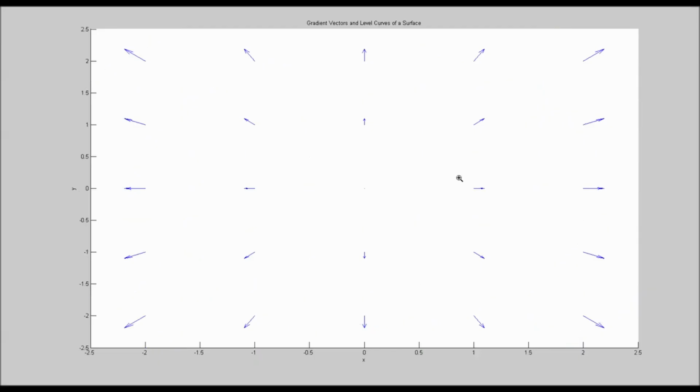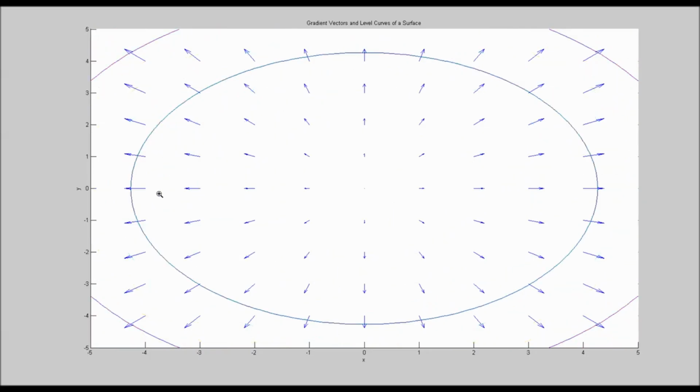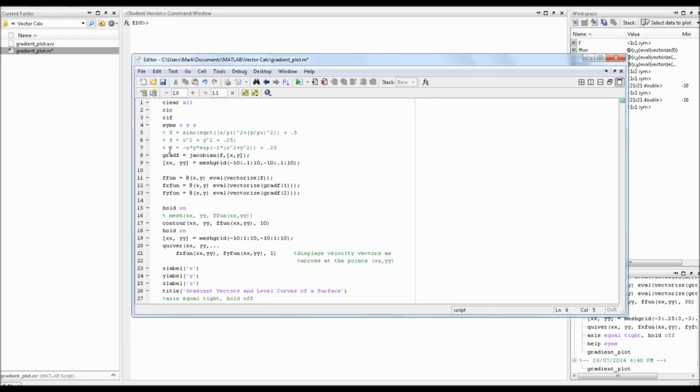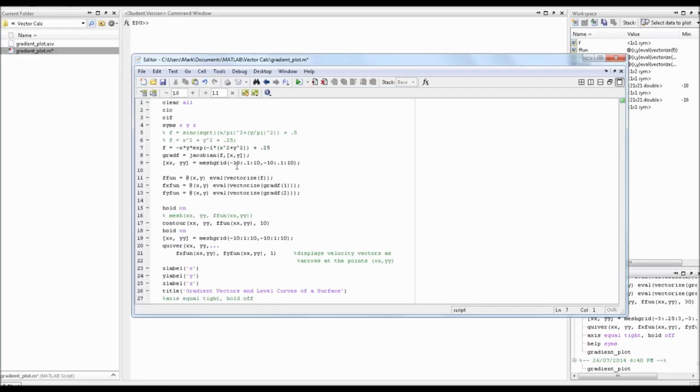But let's pick one. That one there looks like a good one. It looks like that gradient was calculated pretty much right where that level curve is. So you can see that it's perpendicular to the level curve at that point. Let's look at this guy here. I'm just going to change the axis a little bit.